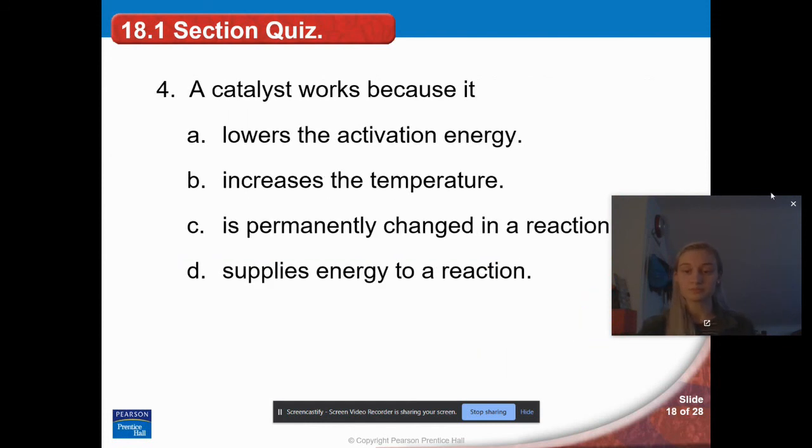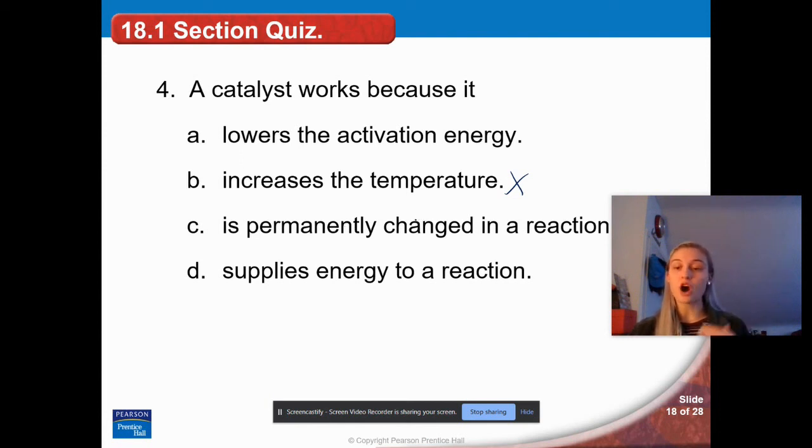Final question. A catalyst works because it either A, lowers the activation energy, B, increases the temperature, C, is permanently changed in the reaction, or D, supplies energy to the reaction. Well, we didn't say anything about increasing the temperature, so we know it's not this. I will tell you, catalysts do not change at all. Catalysts always remain the same in a chemical reaction, so they are never changed. They help other things change, but the catalysts themselves do not change. Do they either supply energy to the reaction or do they lower the activation energy?